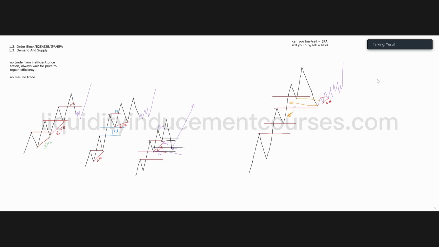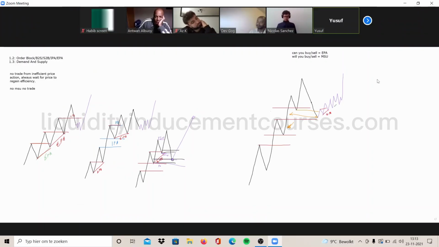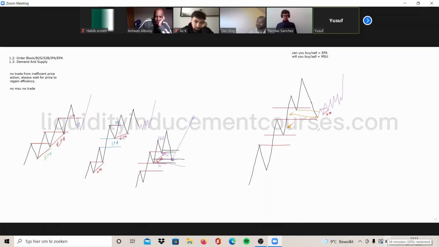So you must be prepared to see what is happening here. If the momentum is already changing, if efficiency has already been regained, and if price is already delivering bullish, stop wasting your time waiting for this level to be mitigated.